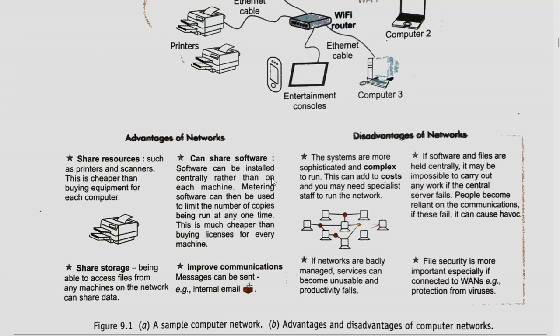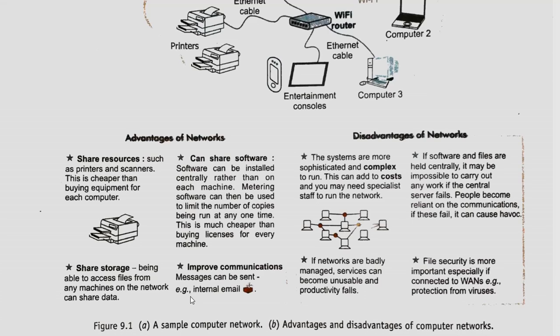We can share the software and also improve communications. Messages can be sent through the internet or email. Internal email is also a kind of IP transactional or IP data information. With that, we can share internal email. It is not required to use an internet connection for that; you can internally share the mails.